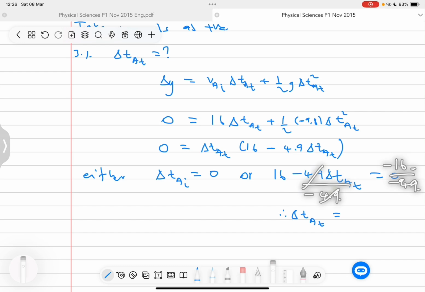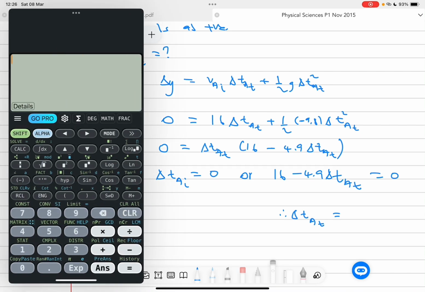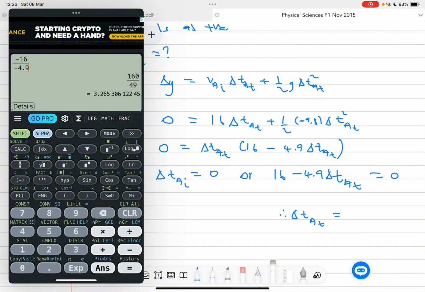The 4.9 and the 4.9 will cancel, then I'm only left with the changing t, the total, and this side I'm just going to punch that on a calculator. So on my calculator, I'm going to have negative 16 divided by negative 4.9, and that gives me the total time of 3.27 seconds.